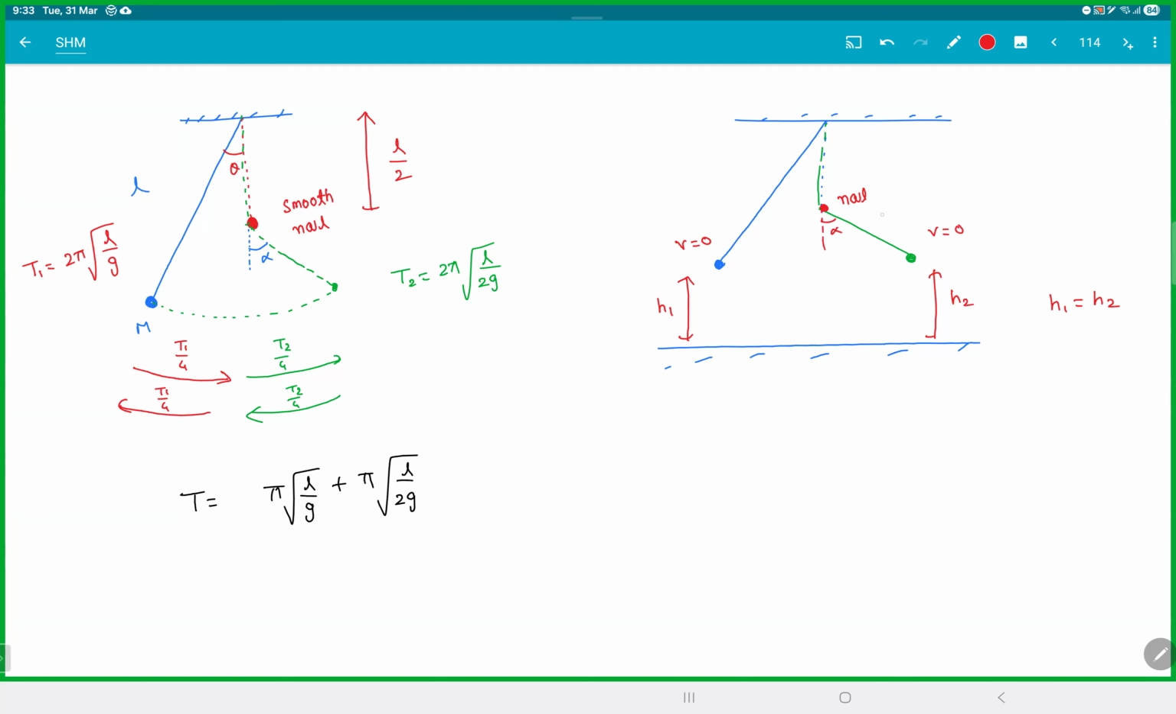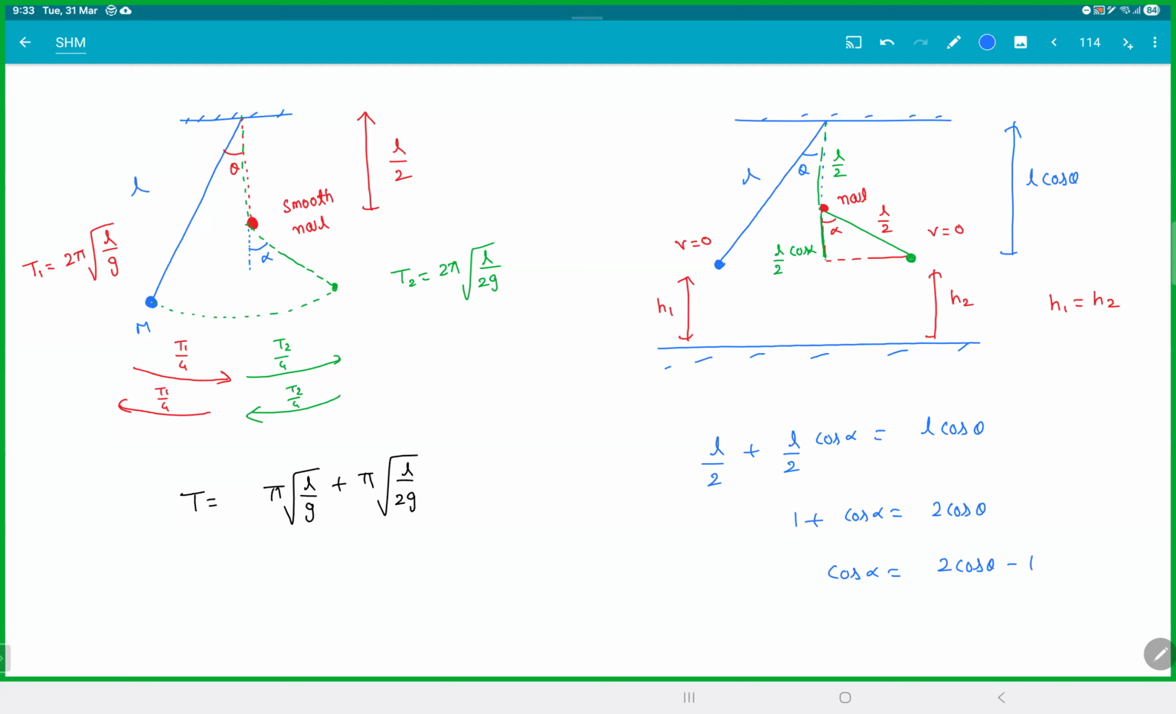This angle is alpha, this length is L by 2, this is L, and this is theta. So this whole vertical length will be L cos theta. And here this length will be L by 2 and this length will be L by 2 cos alpha. You just equate the length. So L by 2 plus L by 2 cos alpha must be equal to L cos theta. 1 plus cos alpha is 2 cos theta. Cos alpha is equal to 2 cos theta minus 1. That is the relation between alpha and theta.